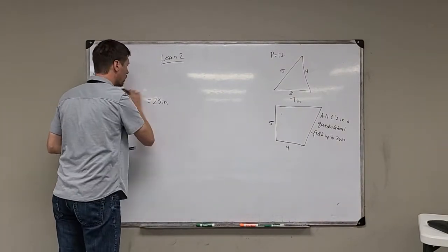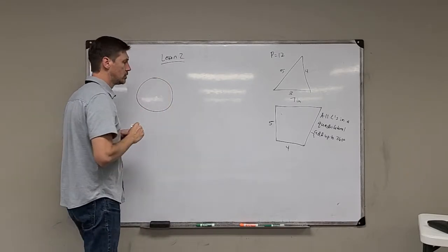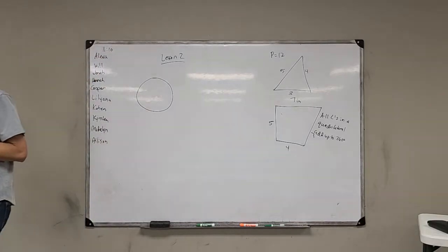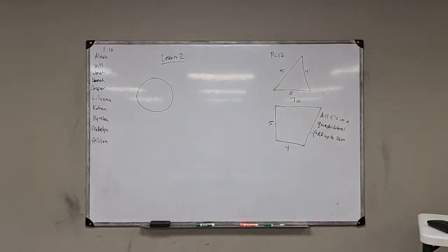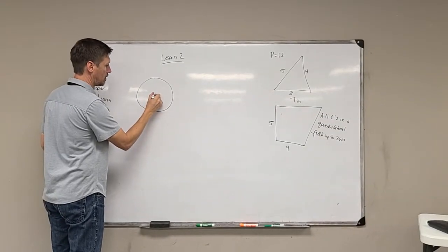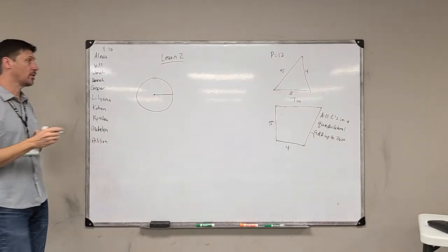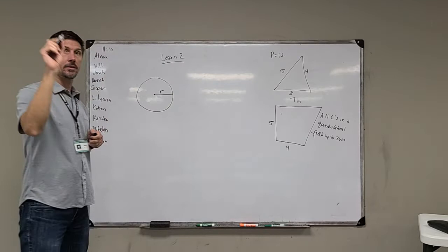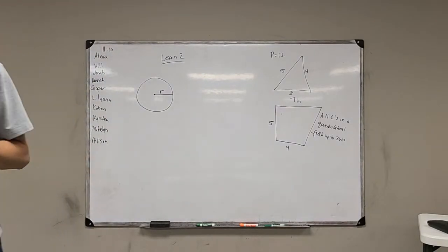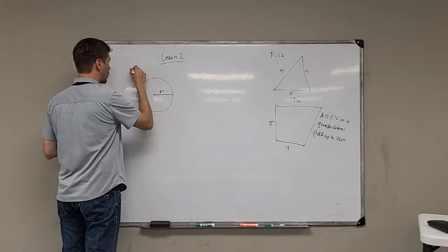Now, for a circle, we also sometimes want to find the perimeter. But for a circle, we don't call it perimeter. What do we call it in a circle? What does radius represent? It's from the center to the outside. Yes, if we draw a line from the center point to the outside, that's our radius. And what is the outside called? Circumference. It's the circumference.